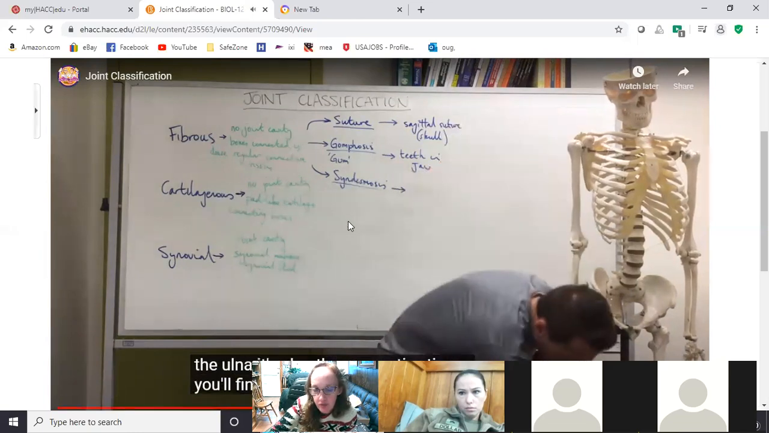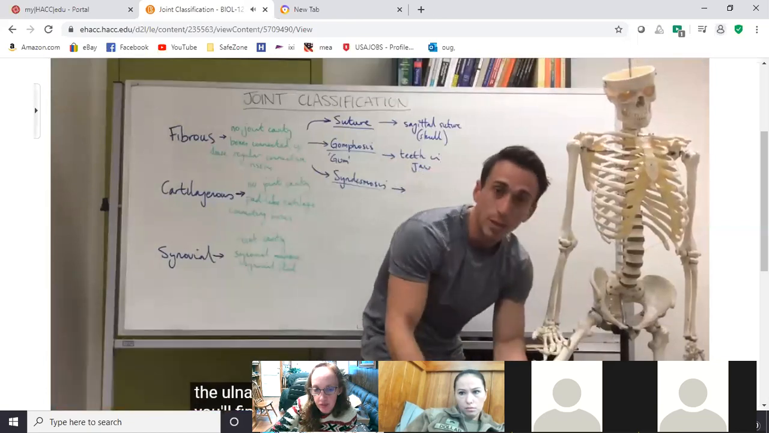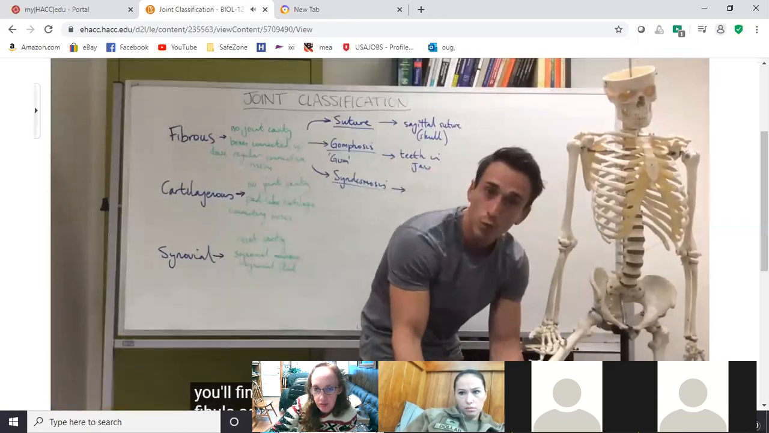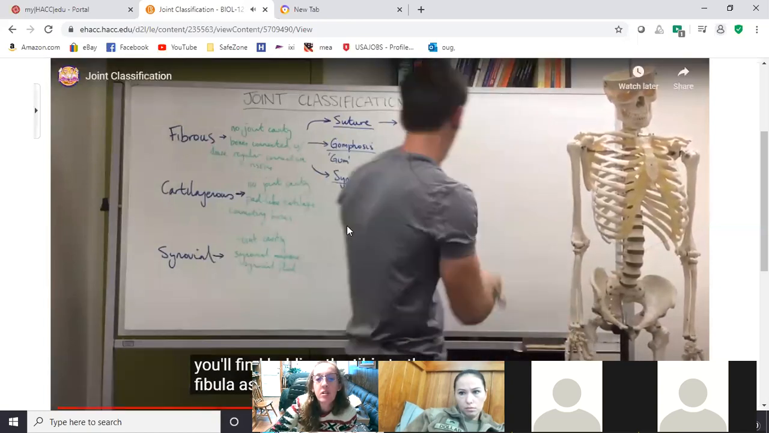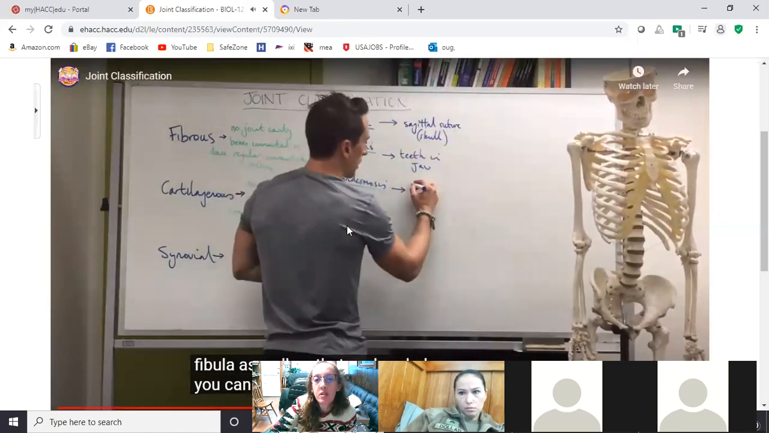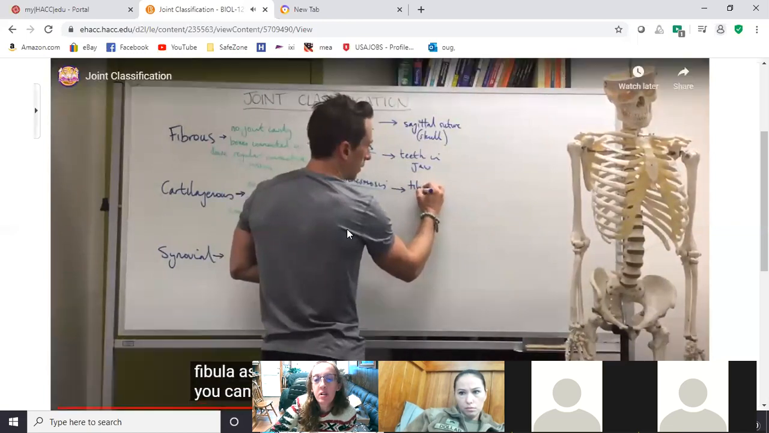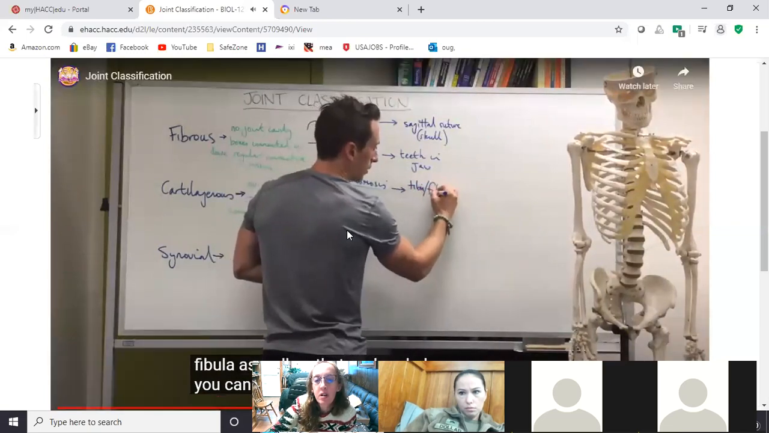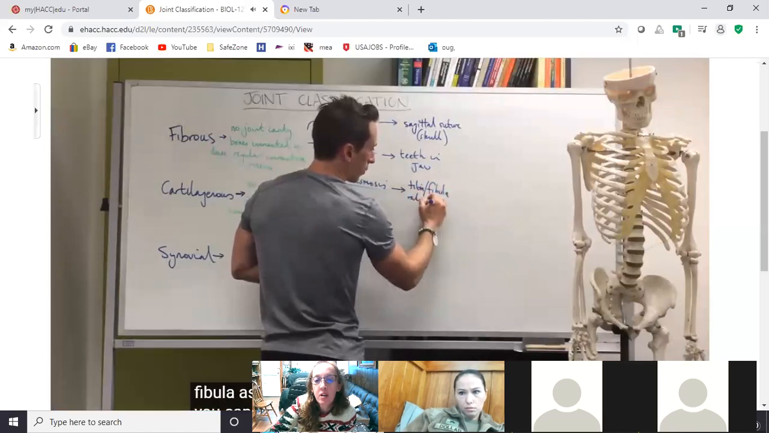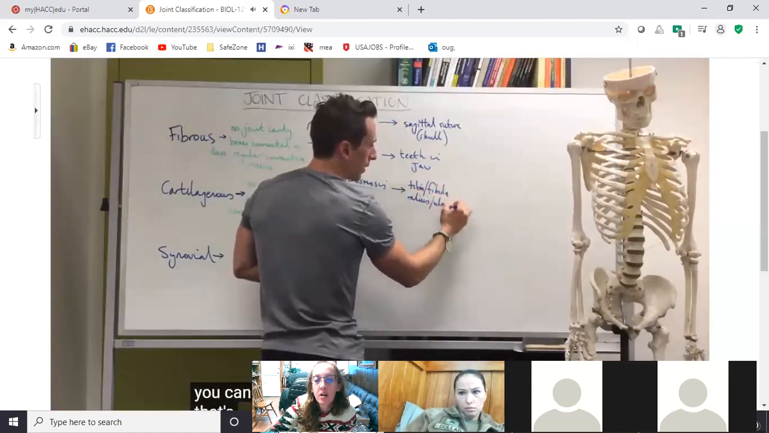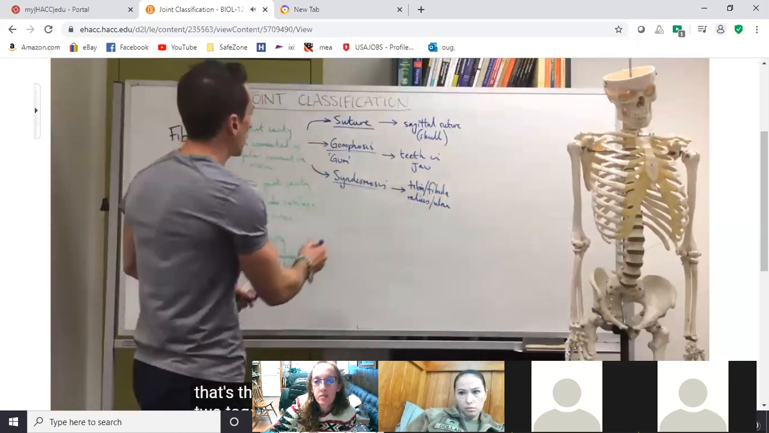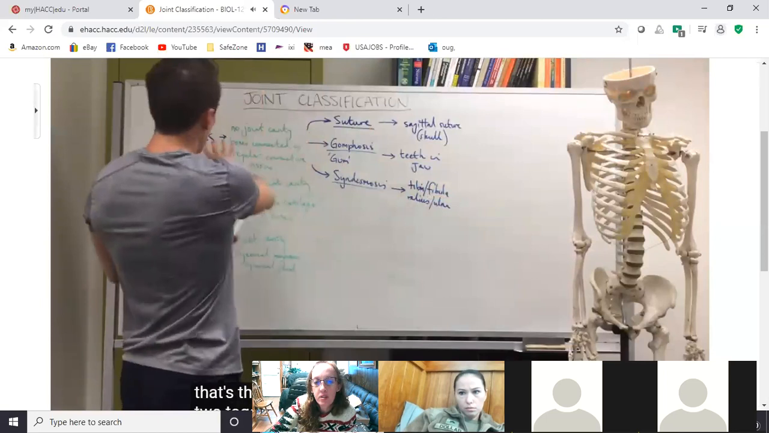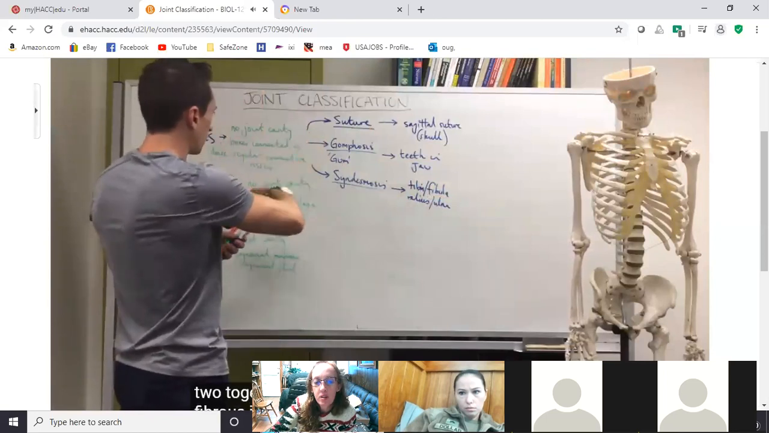It's the tissue you'll find holding the tibia to the fibula as well. So you can say tibia, fibula or radius, ulna. That's the type of joint holding those two together. Okay, so they are the fibrous joints.